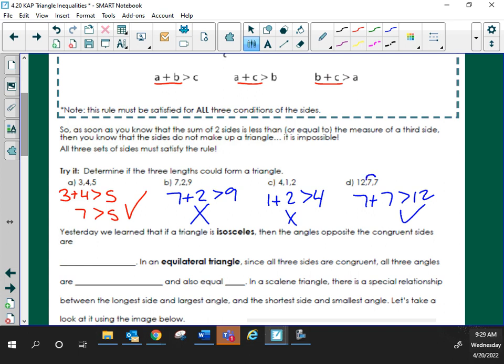7 plus 7. I take the shortest two. That's the quick way to check it. Because I bet quite a few of y'all did 12 plus 7, and you're like, yes, that's greater than that 7. That is true, but you have to check it for all. And again, usually the one that shows its weakness is when you take the shortest two. So that's why we're practicing it. It's new, but it's not too bad.